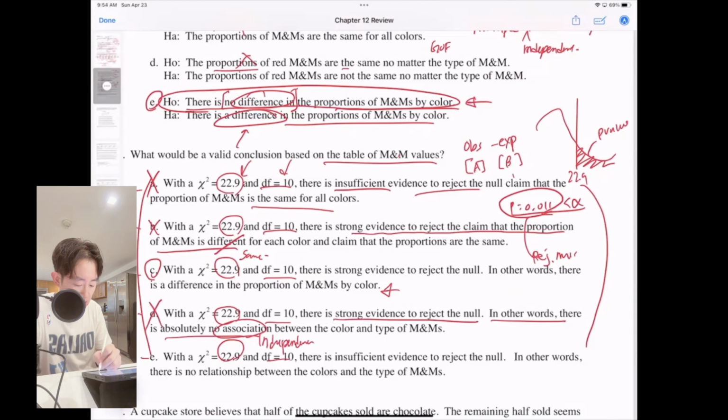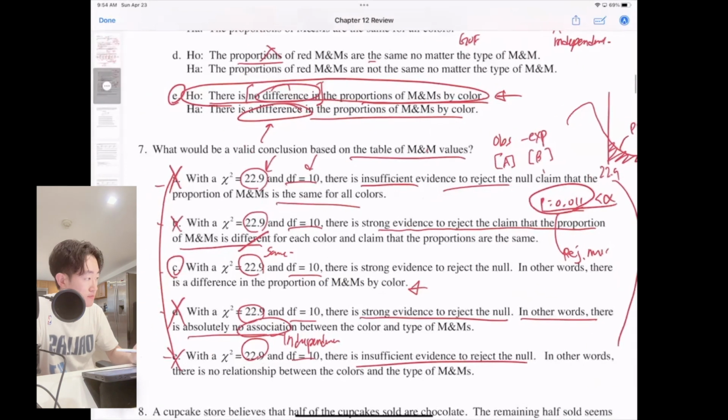And E also says the same reason for A, that there's insufficient evidence to reject the null. So number 7 should be C, yes.